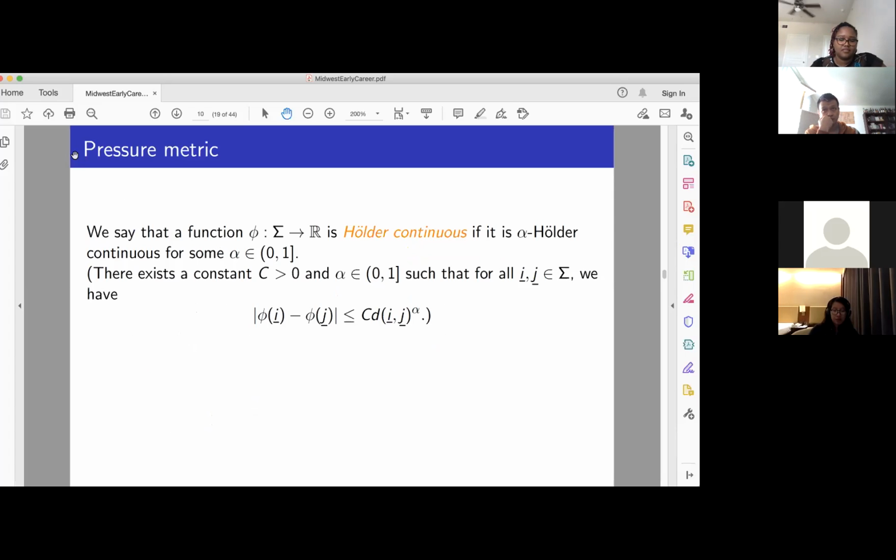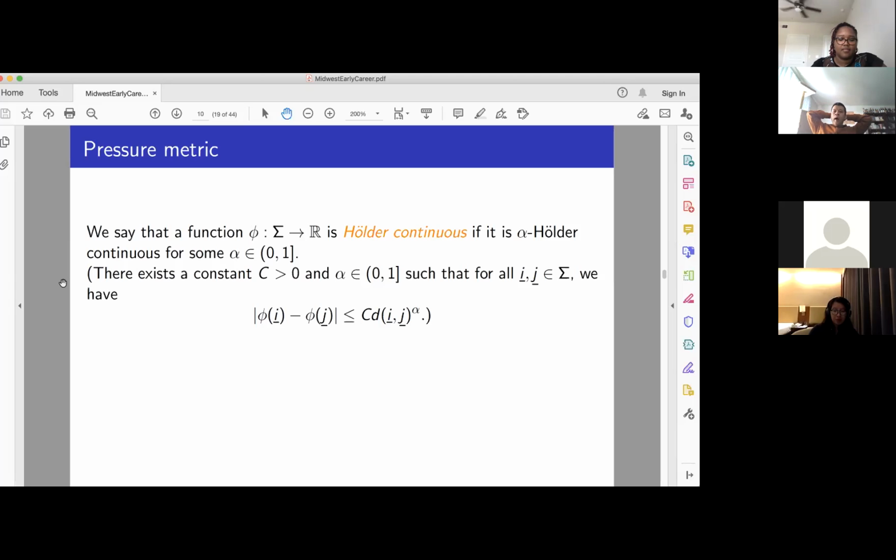metric. So the pressure metric was introduced by Curt McMullen in around 2008. So what is a pressure metric? Well, we need to think about Holder continuous functions. So we say a function phi from sigma to R is Holder continuous if it is alpha Holder continuous for some alpha between 0 and 1. So here is a quick reminder of what is alpha Holder continuous.